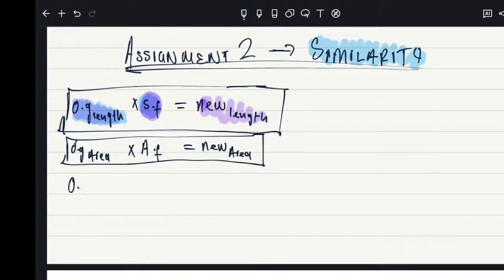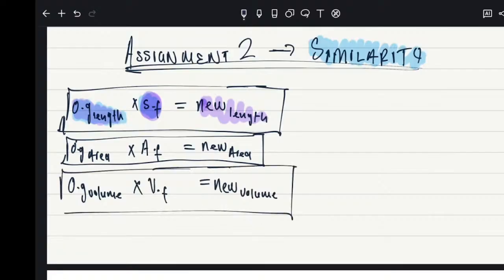Then the last one, original volume times volume factor will give you the new volume. So if you are dealing with volumes or capacities, capacity is volume. By the way, this could be capacity. Capacity means volume. When you see them say the capacity of this container, they are telling you the volume.